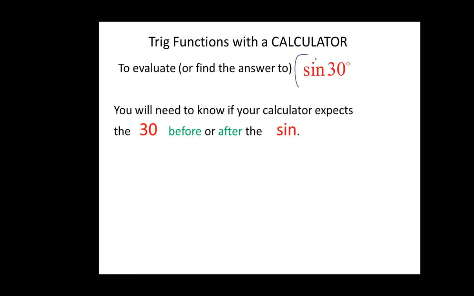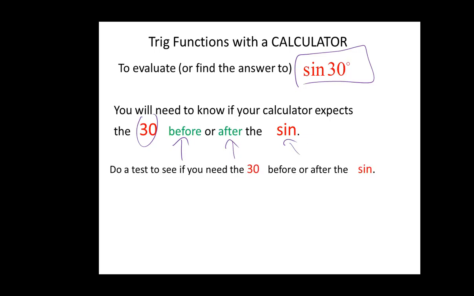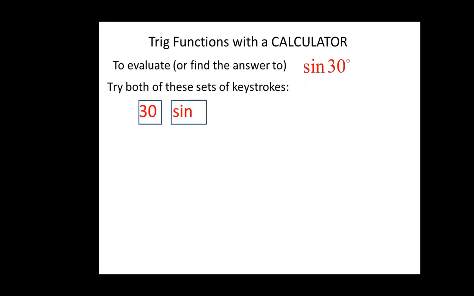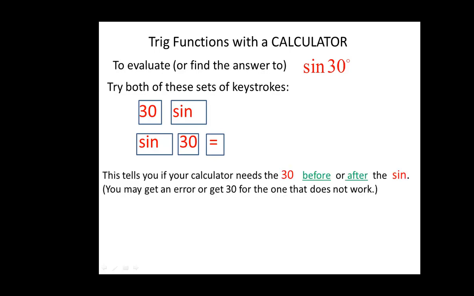Now, in order to evaluate this or find the answer to the sine of 30, you need to know if your calculator expects to get the 30 before or after you put in the sine function. And it's just different on different calculators. So you're going to need to do a test to see which way it works on your calculator. In order to try this, put in one of these sets of keystrokes. You're either going to put 30 followed by sine or sine followed by 30, and you probably need equals. Try that on your calculator, and that should tell you which way you need to do it.